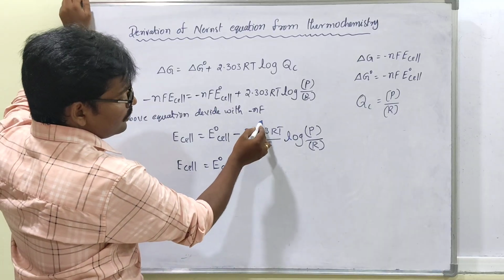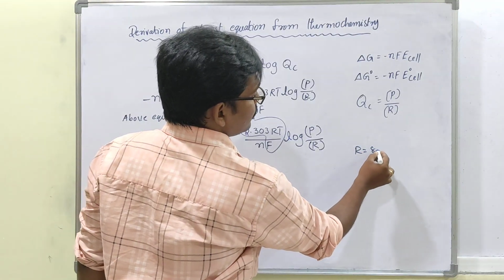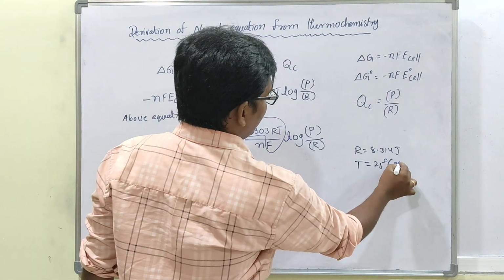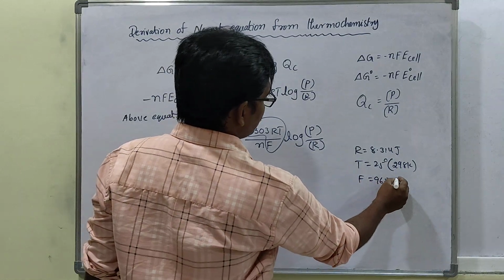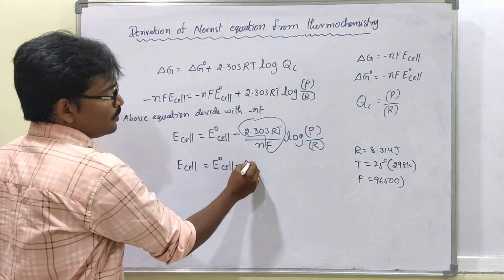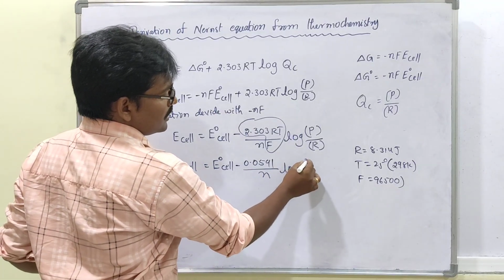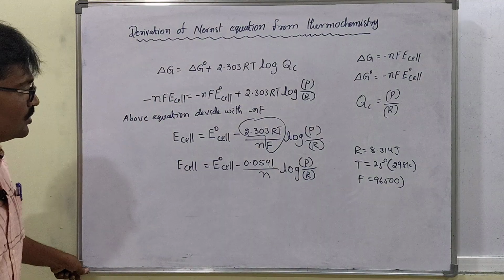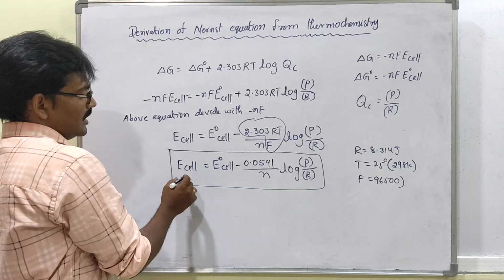So that is E cell equals E naught cell. Then what are all these terms? R equals 8.314 joules. T equals 25 degrees Celsius, nothing but 298 Kelvin. F equals 96,500 coulombs. If all these values are substituted, then minus 0.0591 divided by n log product concentration divided by reactant concentration. You can do this. Yes. So this is the NERNST equation.